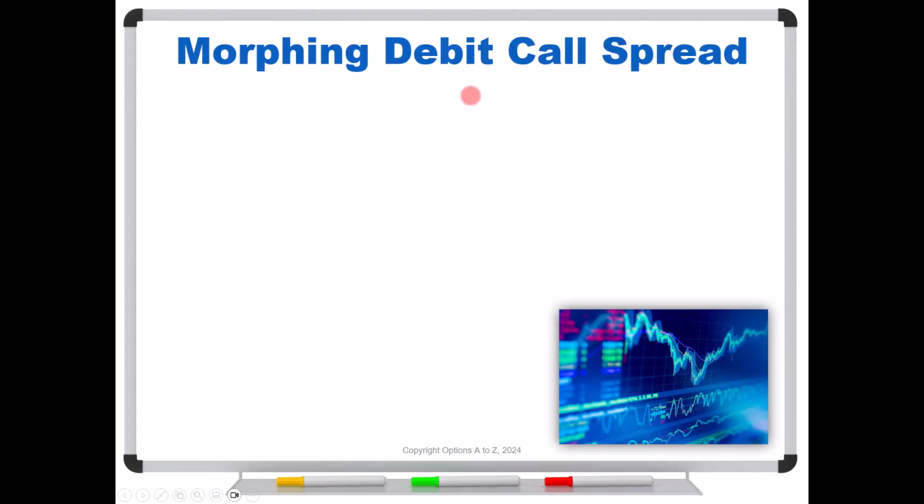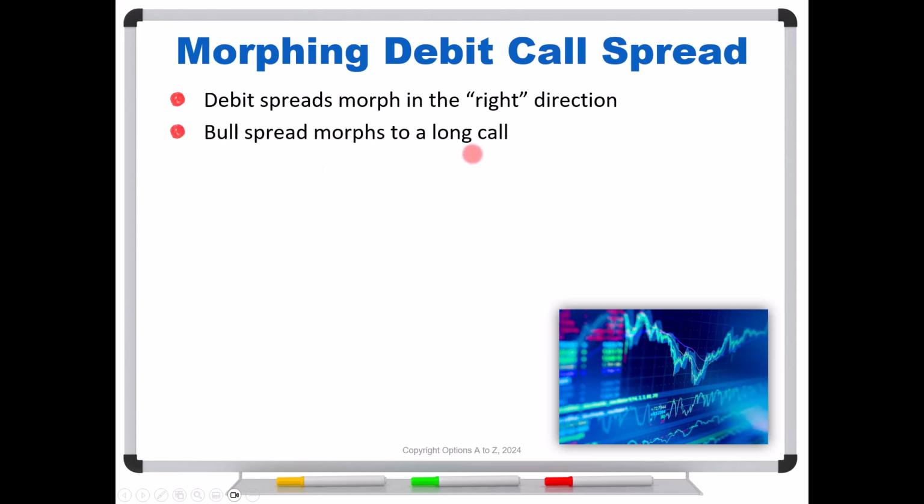So if you are morphing a debit call spread, or a put spread for that matter, when it's a debit spread, always remember that debit spreads morph in the right direction. Now technically they morph in the wrong direction, but it's a little more complicated morph. We're trying to keep these simple. So if it's a debit spread with calls, we were bullish in the vertical spread, we're becoming more bullish. That's what I mean by the right direction. We're bullish before, we're bullish after. So a bull spread morphs to a long call, and again, both of those are bullish.